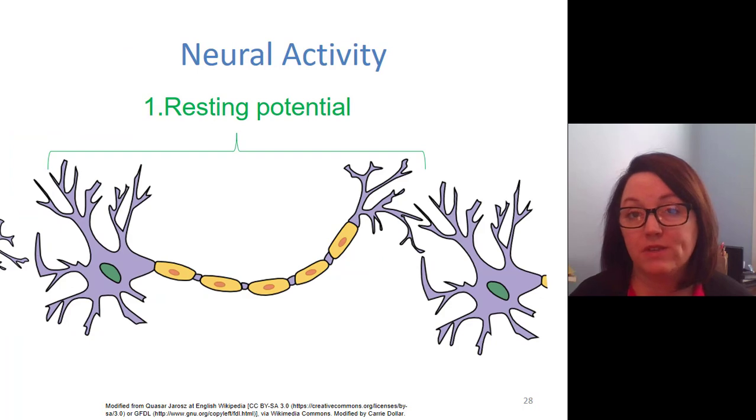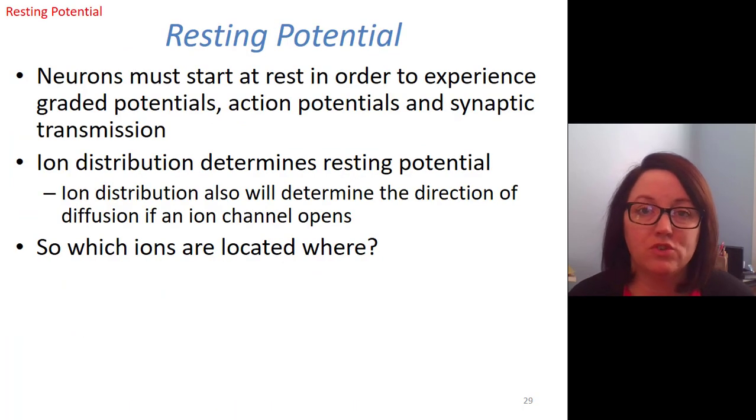So now let's take a look at resting potential. Resting potential is also known as resting membrane potential. So this is our baseline. This is where the neuron starts off in order to experience the graded potential, action potential, and synaptic activity. Ion distribution is really what determines resting membrane potential. So ion distribution is also what will determine the direction of ion diffusion if we open a channel, which will be necessary for graded potentials and action potentials.